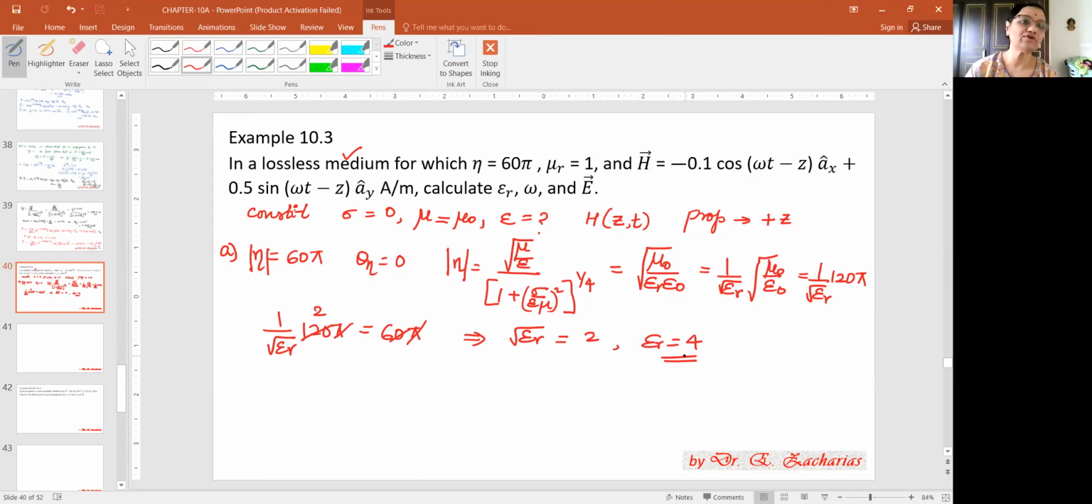The only thing is you need to know, please don't remember everything. Just remember the basic expressions. You do 1 or 2 problems, then automatically by now you know that for a lossless medium, there is no theta eta.